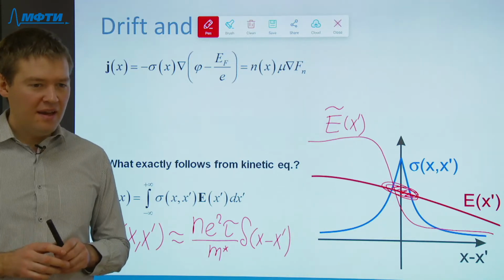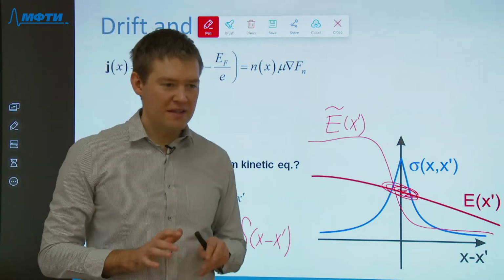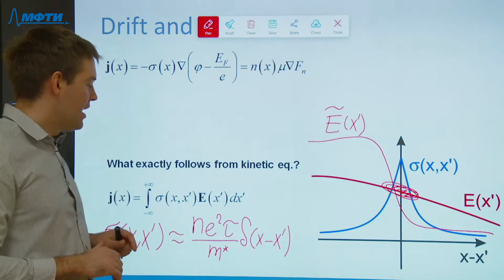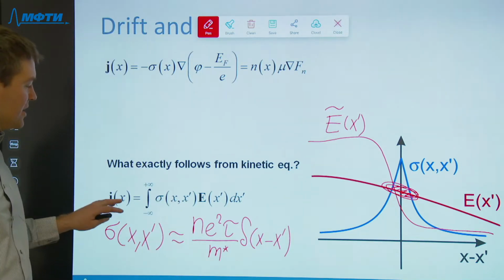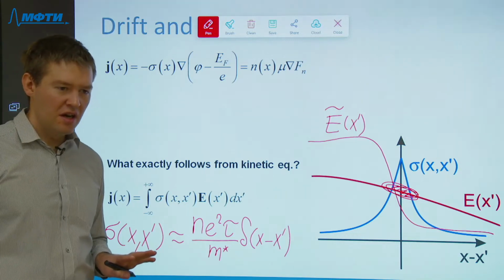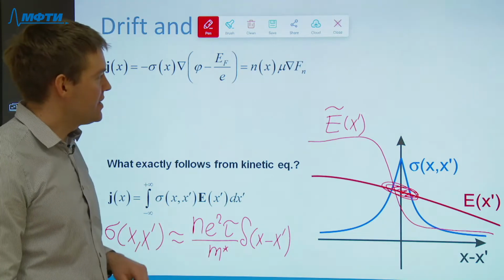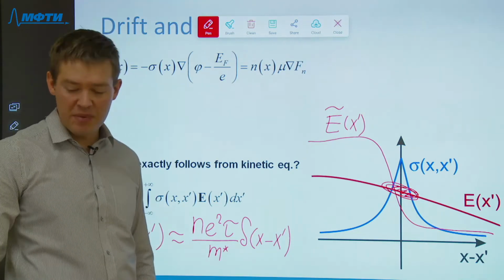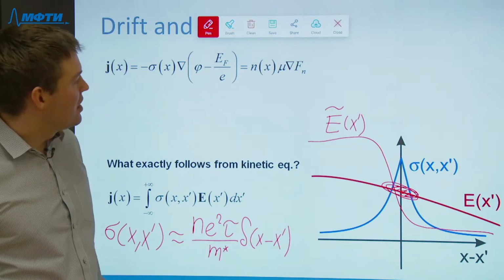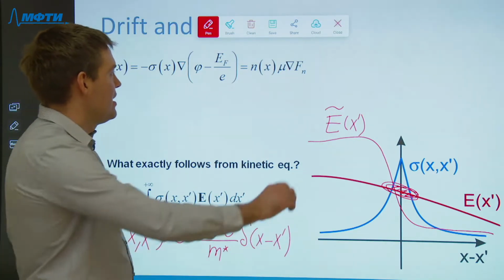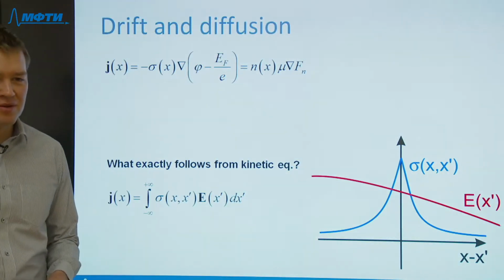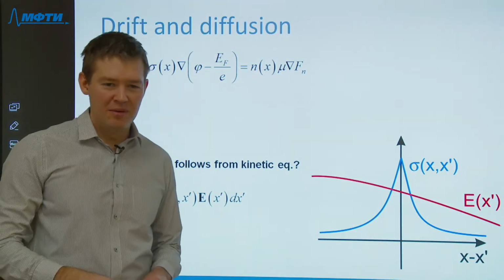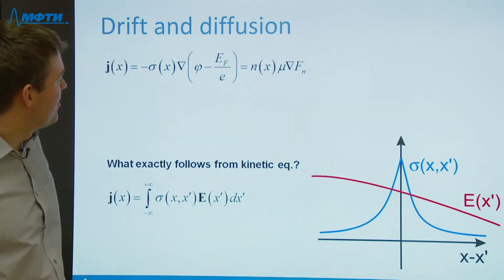Okay, if no more questions, I will sketch briefly how we can obtain this relation between current and field when solving the full kinetic equation without neglecting the spatial gradients. And probably it would be a good exercise for the home task. Those who are able to solve it will get an increased score for the exam.